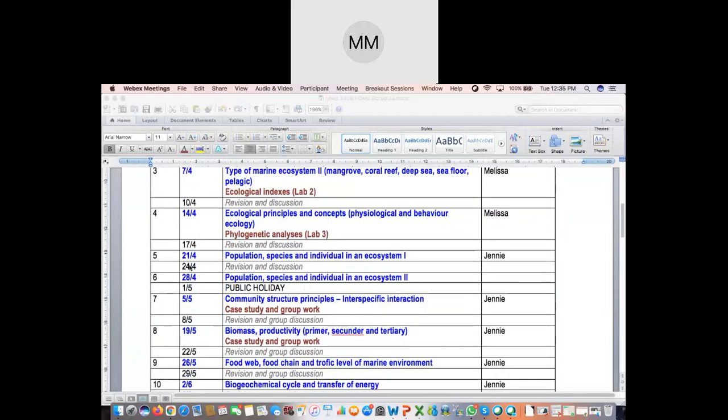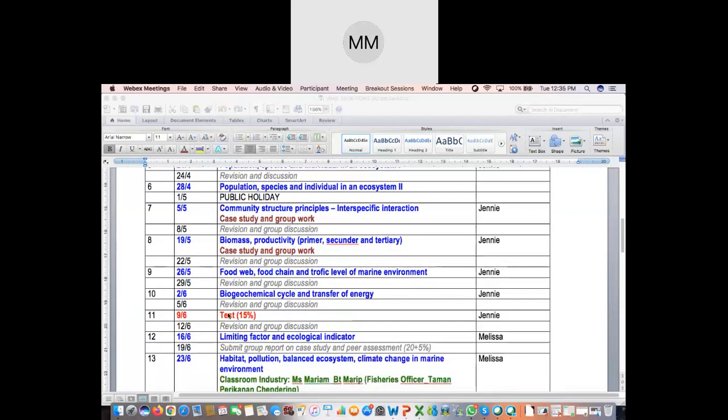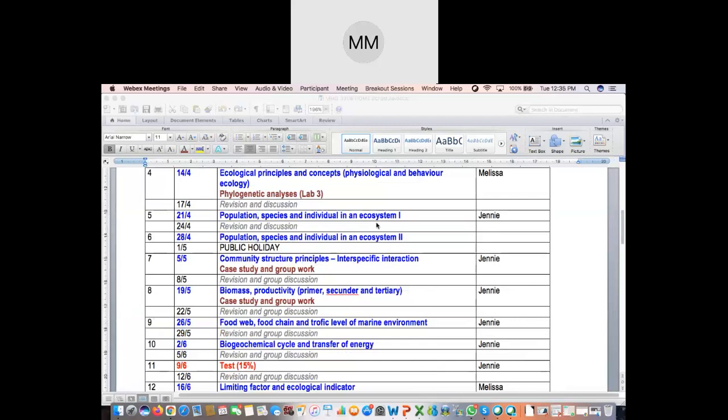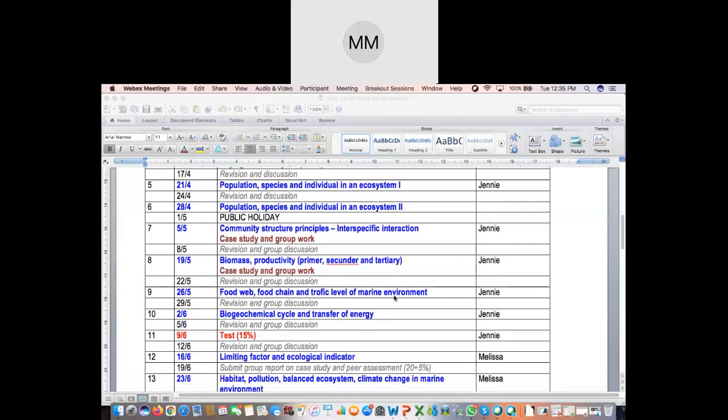After which, from the 5th week right up to the 11th week, your classes will be taken over by Dr. Lee Jenny, who will focus on population, species, and individuals in 2 parts in weeks 5 and 6. And then you have community structures, principles, interspecific interactions, biomass productivity, primary, secondary, and tertiary, food web, food chain, and trophic levels of marine environment, and biogeochemical cycle and transfer of energy.